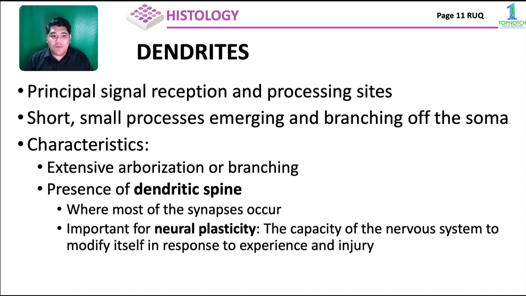So dendrites naman, another part of your neuron, it is a principal signal reception and processing site. They are short, small processes emerging and branching off the soma or the cell body. Ano ang characteristics nito? Tandaan, merong extensive arborization or branching. Mas marami siyang branches versus your axon na may collaterals lang. Meron ding dendritic spine, okay? It is where most of the synapses occur and important for neural plasticity. When we say neural plasticity, it's the capacity of the nervous system to modify itself in response to experience and injury.